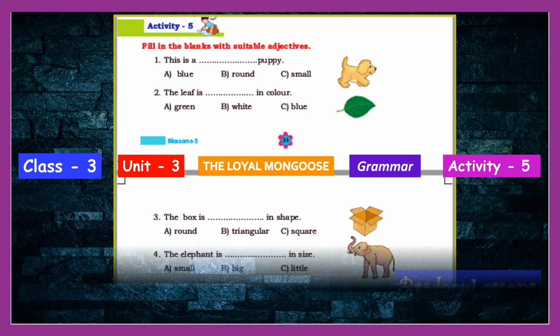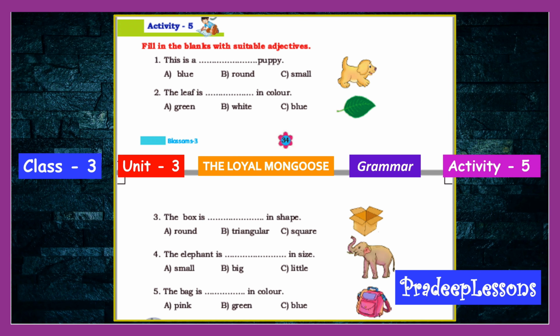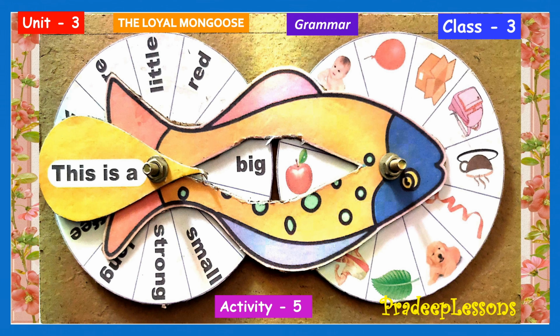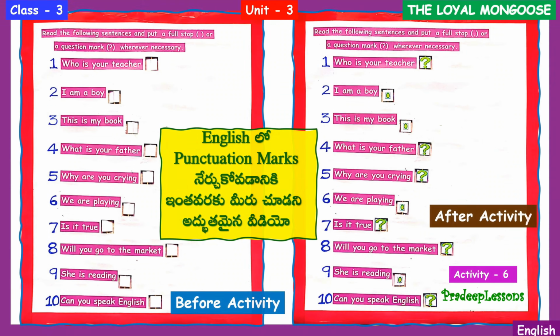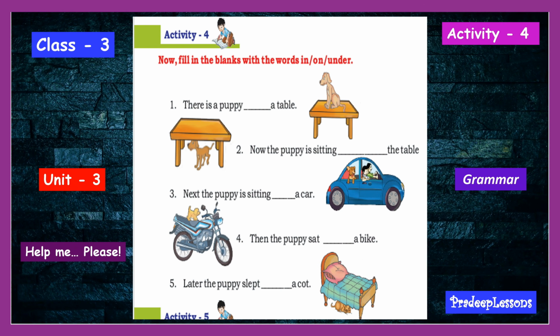Next, my teaching learning material is about suitable adjectives. For suitable adjectives, I made a fish-type wheel TLM. Next, my learning material is about punctuation marks. Next, my TLM is about prepositions.